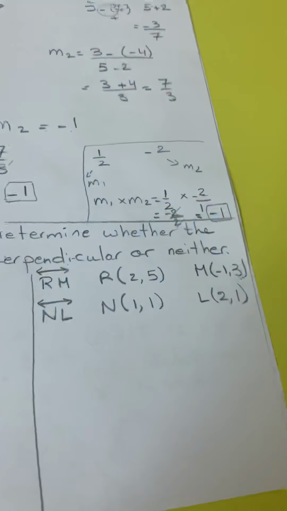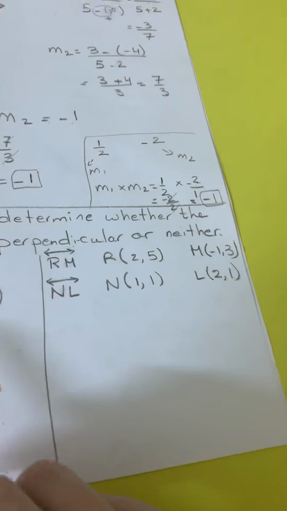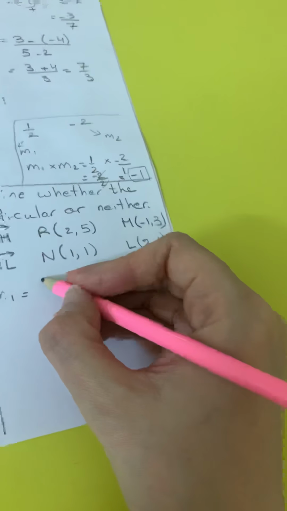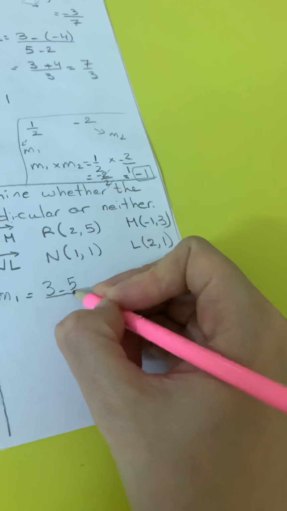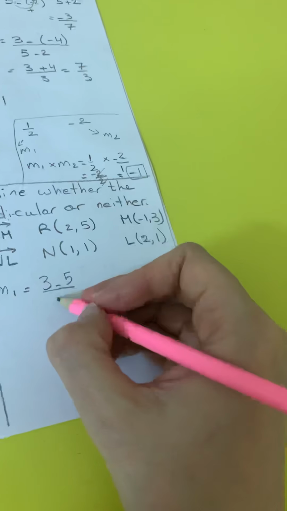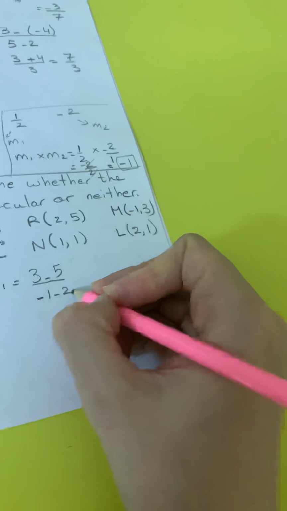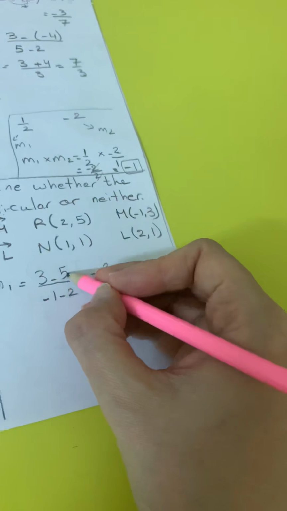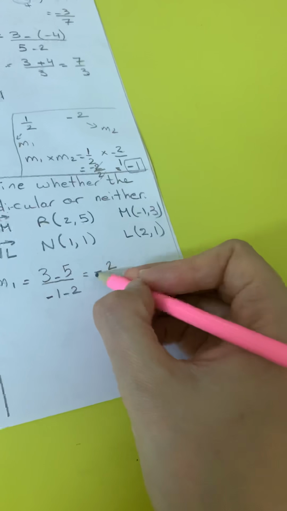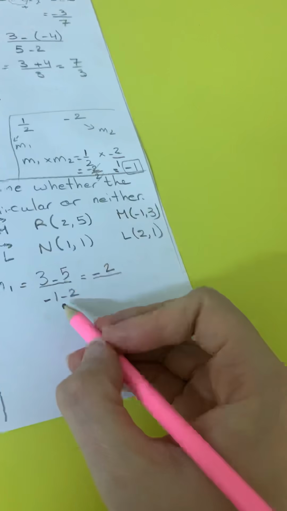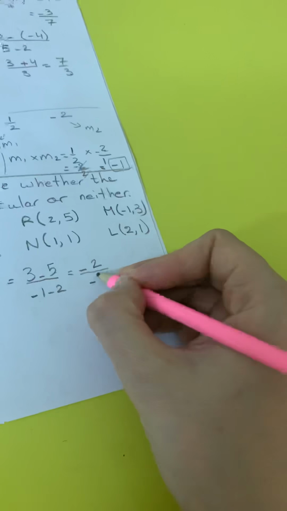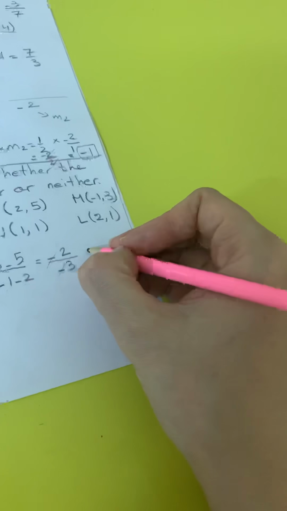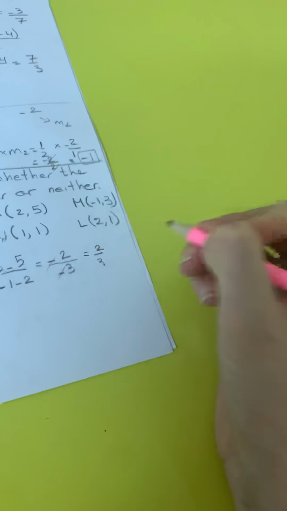Now let's try another example. Here, for example, RM. I will do M1, which is 3 minus 5 over negative 1 minus 2. This is minus 2 because 5 is bigger, so I put the sign of the bigger, negative. And here, same sign, so I have to add, which is negative 3. You can cancel the negative and the negative, and the answer will be 2 over 3.